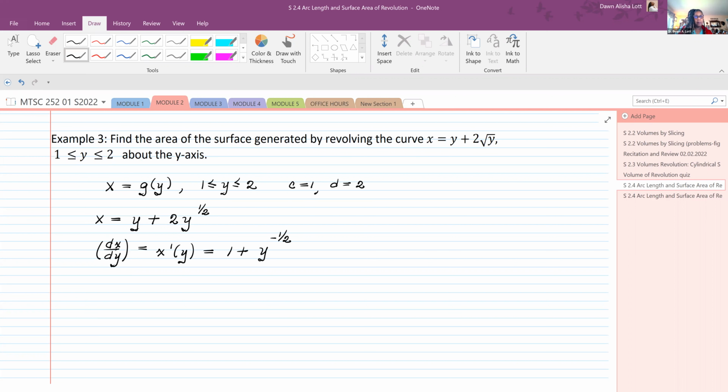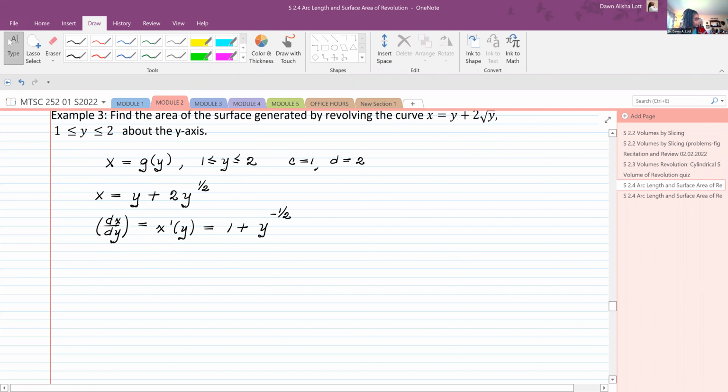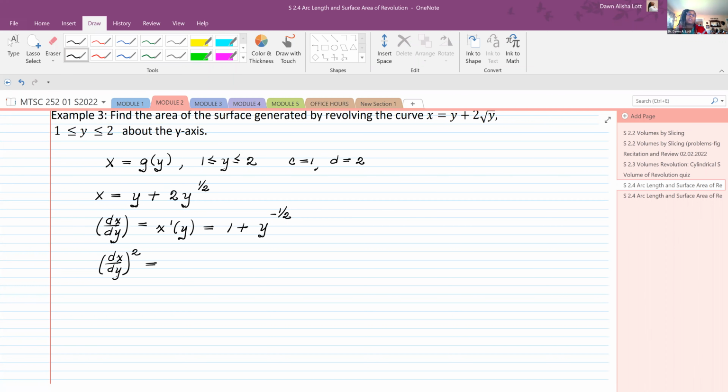All righty. We need to square that thing. Notice I'm just following the rules. Right now, as I'm doing this problem, I don't know any more about this problem than you do. I'm literally just following the steps: find x, find its derivative, square it, add 1 to it, simplify it, put it in the radicand, stick it in the integral. Okay, so (dx/dy) squared is 1 plus y to the negative 1/2, squared. We're going to FOIL that.